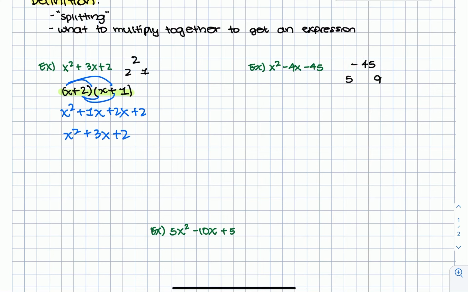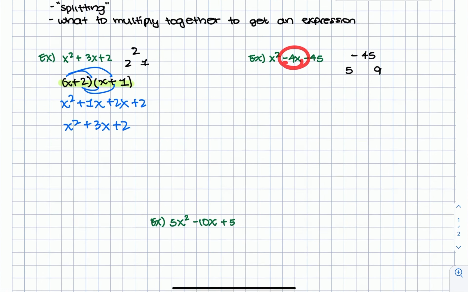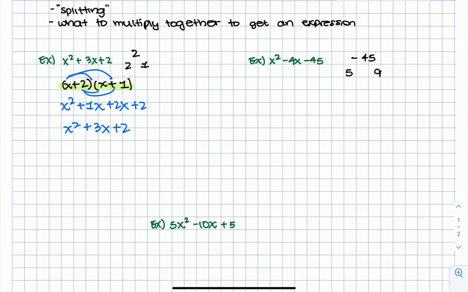Now what we have to do is think about where we can put negative signs within these two numbers. We need a negative 4. That's what we need, because, again, I'm going to say this a billion times, we have to find two numbers that multiply to this but add to that. Those two numbers would be negative 9 and 5, because this middle term is negative 4.